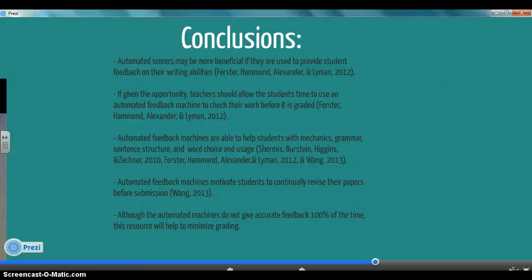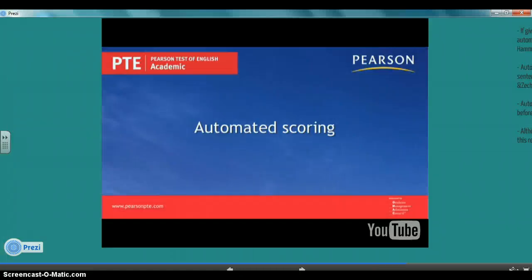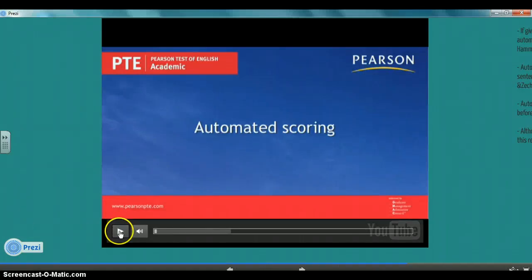Automated feedback machines are able to help students with mechanics, grammar, sentence structure, word choice, and usage. These machines help motivate students to continually revise their papers before submission. Although the automated essay score does not give accurate feedback 100% of the time, this resource will help to minimize grading. Here is a video that will go in more depth about automated essay scoring.